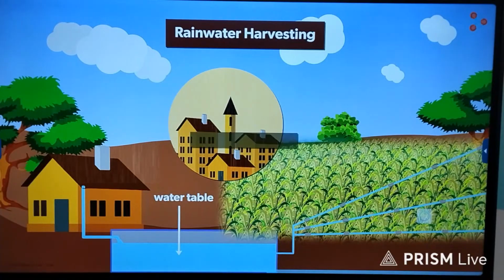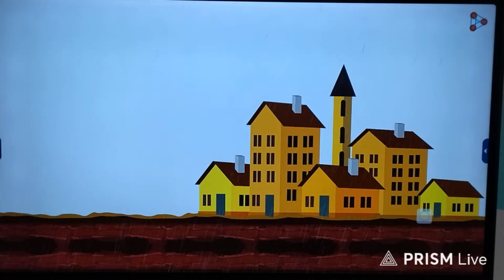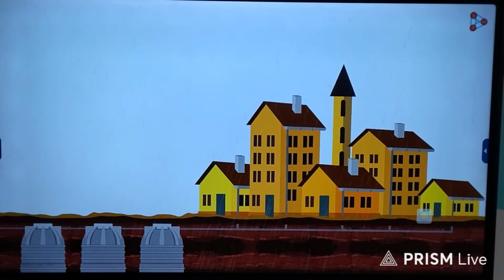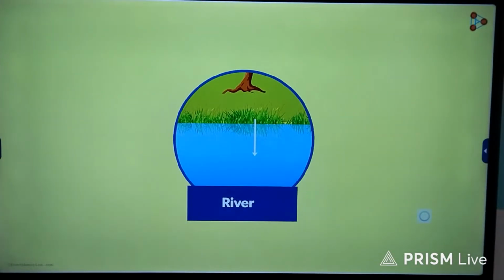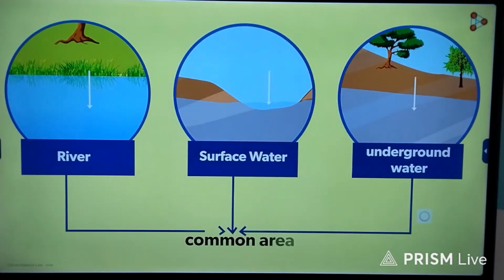Another technique is watershed management. Have you heard about the term watershed management? What is watershed? An area of land that drains into a common water body is known as a watershed. The rivers, the underground water, and the surface runoff all drain into a common area. This technique ensures storage of water as well as prevents surface runoffs.